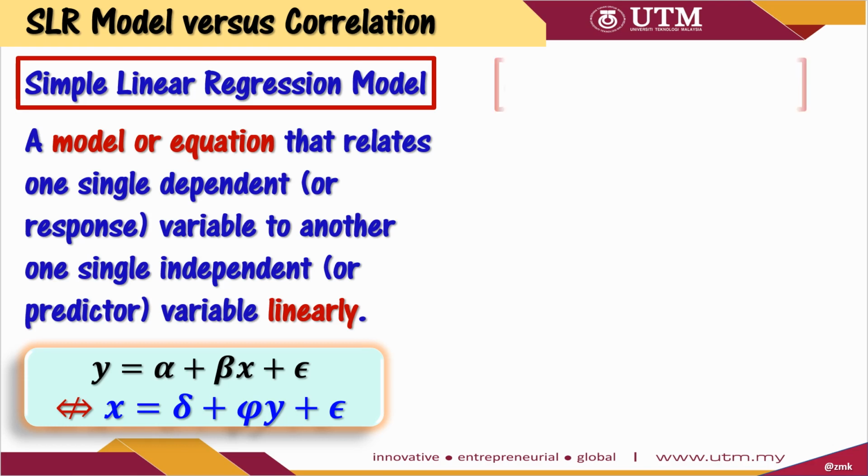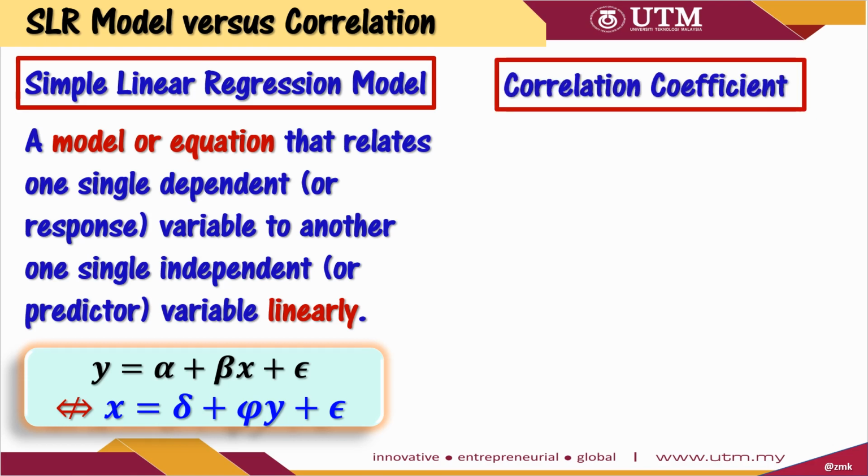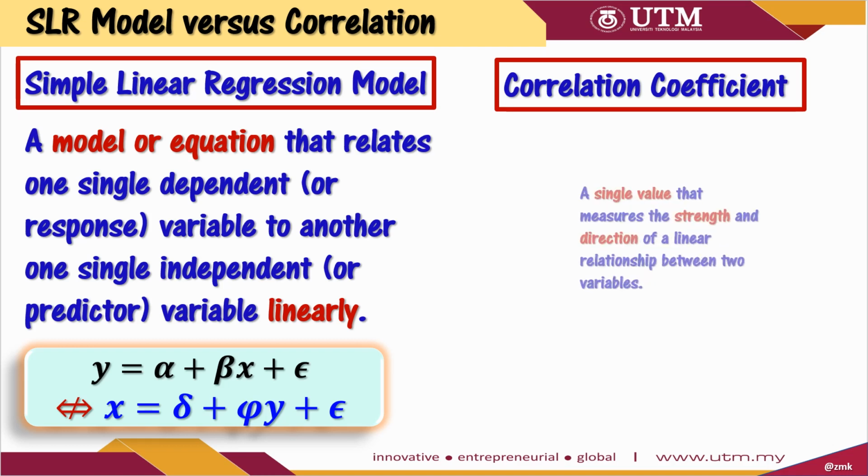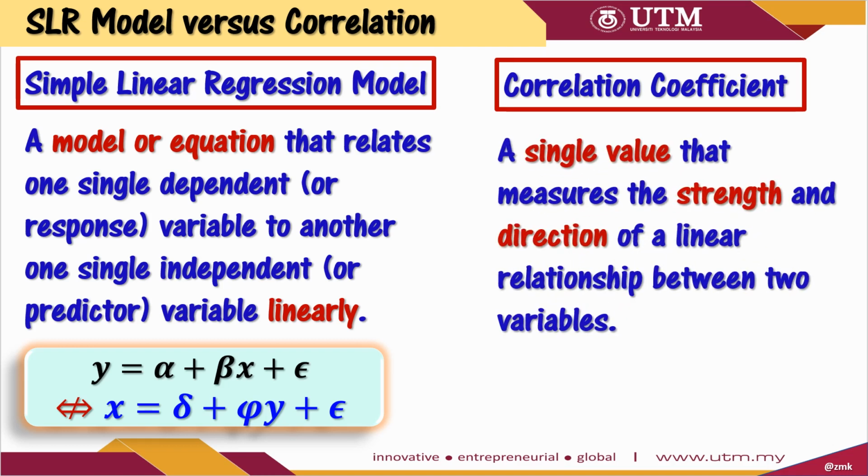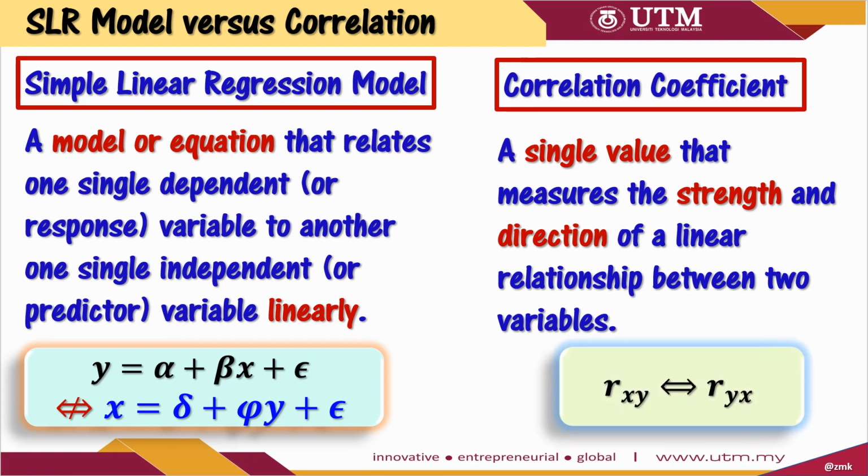Correlation coefficient, however, is not a model or an equation or even a function. Rather, it is a single value that measures the strength and direction of a linear relationship between the two variables. If we use R to denote the correlation coefficient for x and y, then R for x and y is just the same as R for y and x.